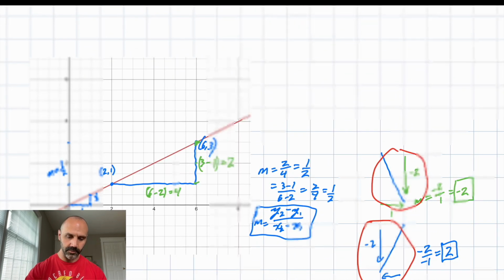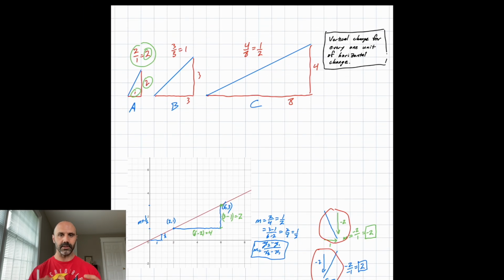So again, what is slope? I think it really helps to conceptualize it and think of it this way, as the vertical change for every 1 unit of horizontal change.